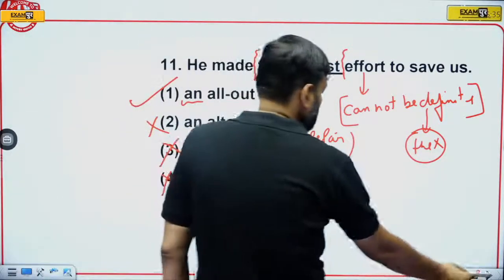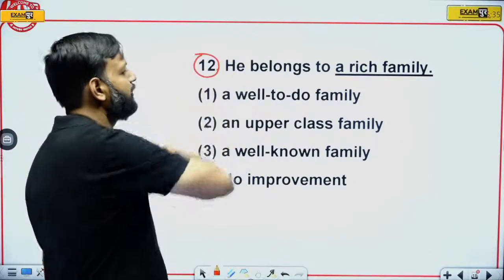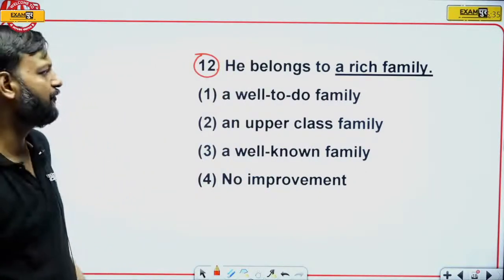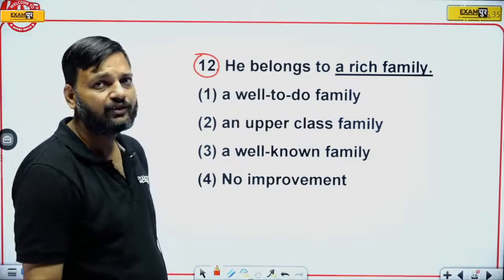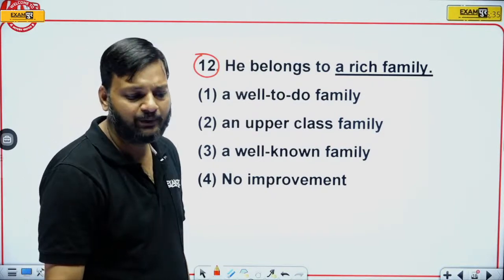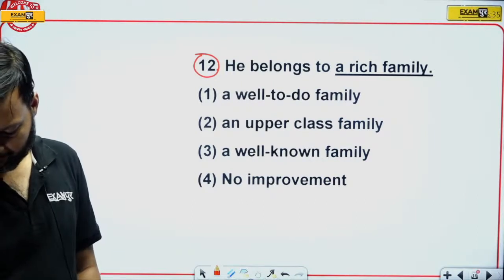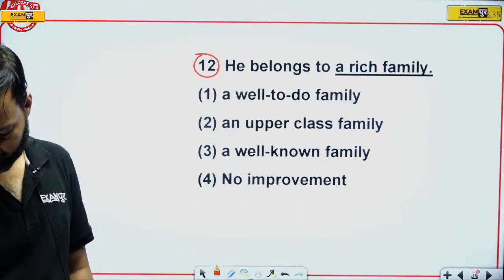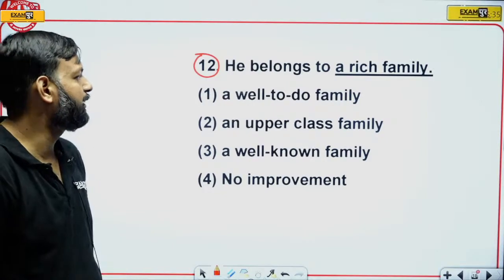Now let's move towards the next question. Question number 12. He belongs to a rich family. He belongs to a rich family. Do you think that this sentence needs any improvement, or no improvement should be there? What do you think? He belongs to a rich family.